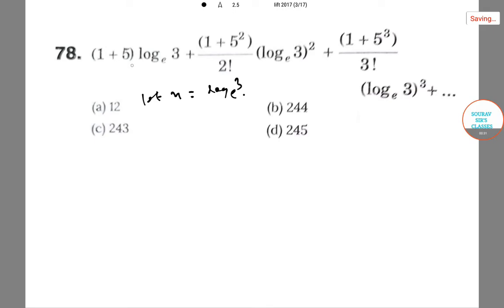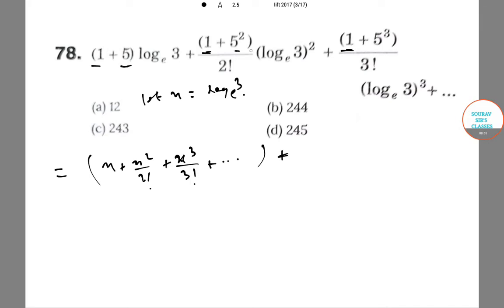Then the series becomes, now taking all the terms with 1 at the beginning together, we get x plus x squared by 2 factorial plus x cubed by 3 factorial, and this goes on. Plus, now taking the part with 5 as the coefficient, 5x plus (5x) whole squared by 2 factorial plus (5x) whole cubed by 3 factorial, and so on.